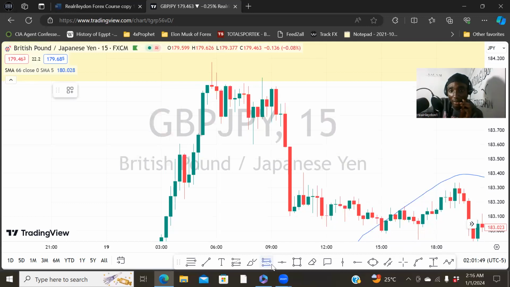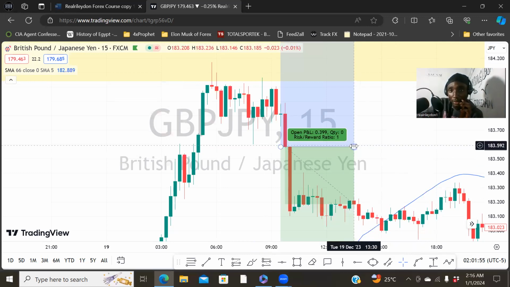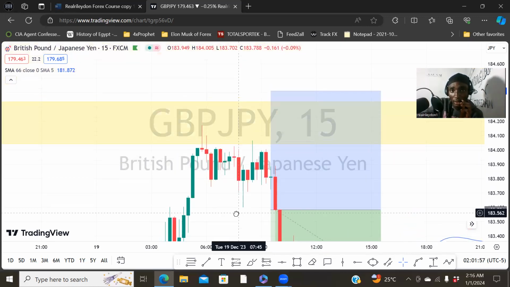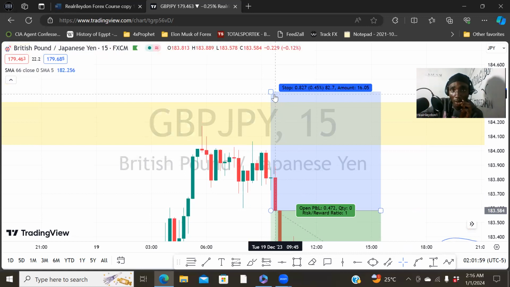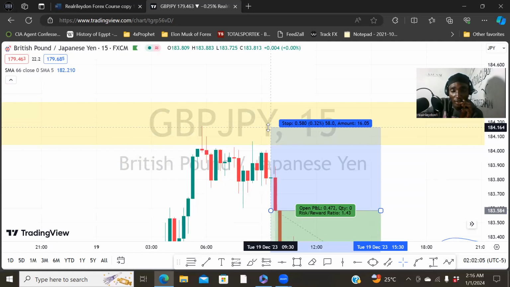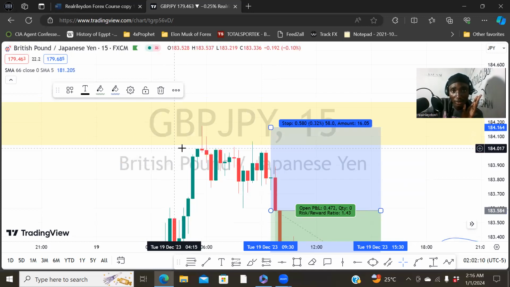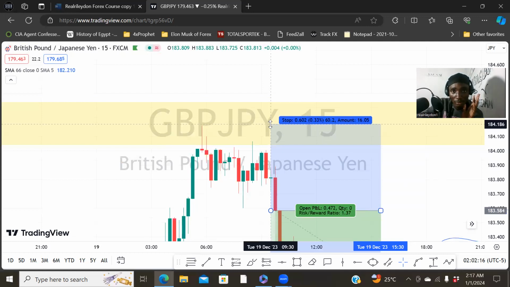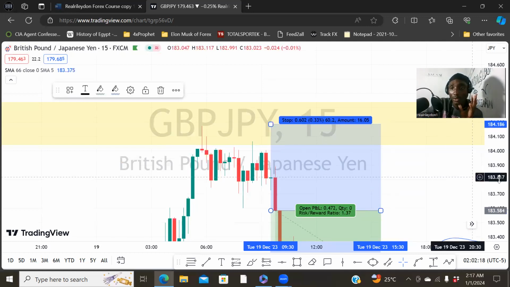So a lot of sellers came in the market and took control of the market. Now, looking for my sell entry right there, I'm gonna put my stop loss above the previous high, which would be right here. Cool.